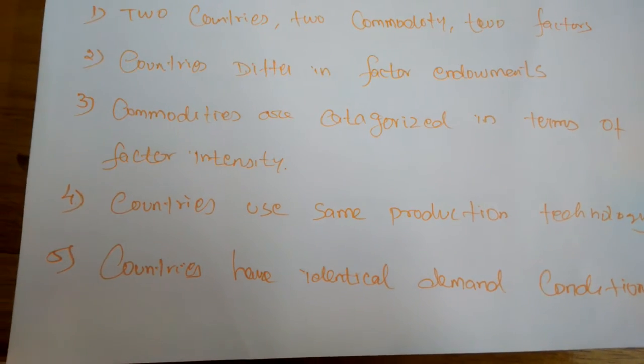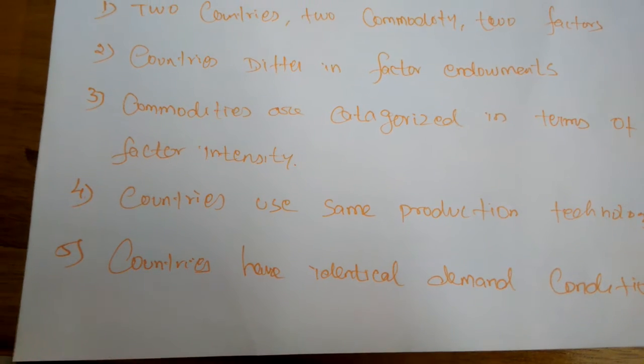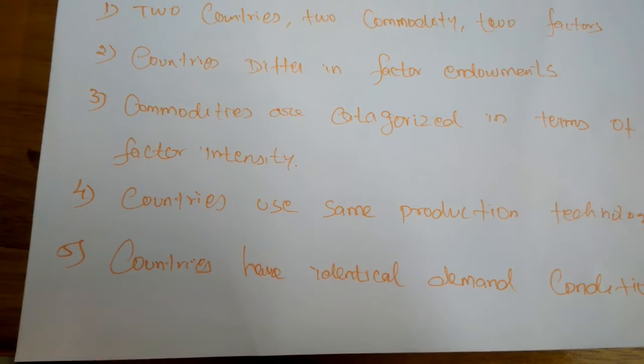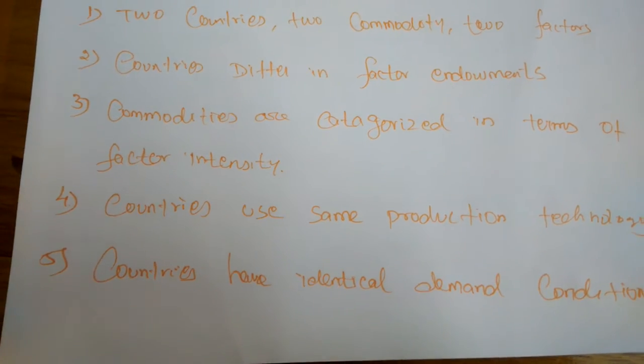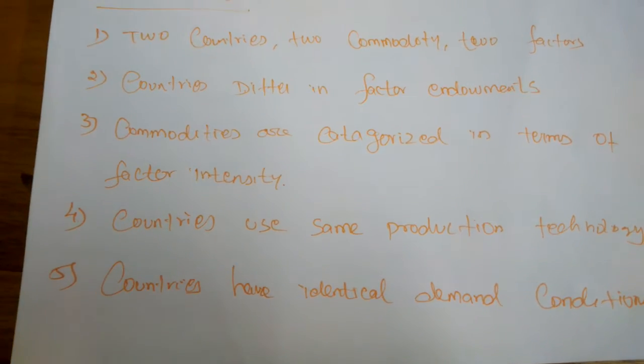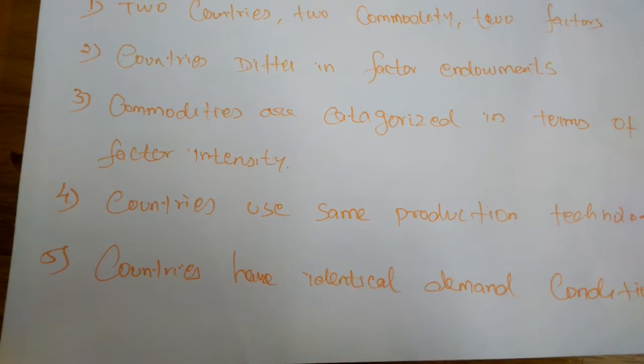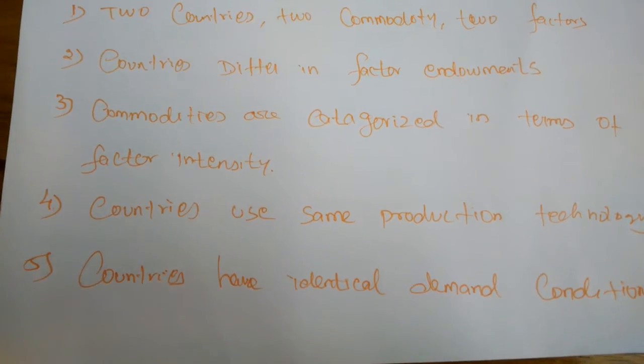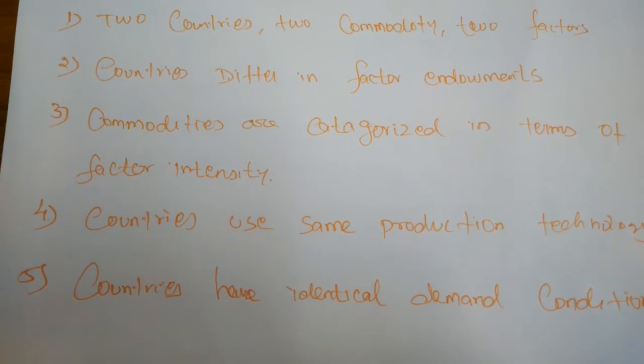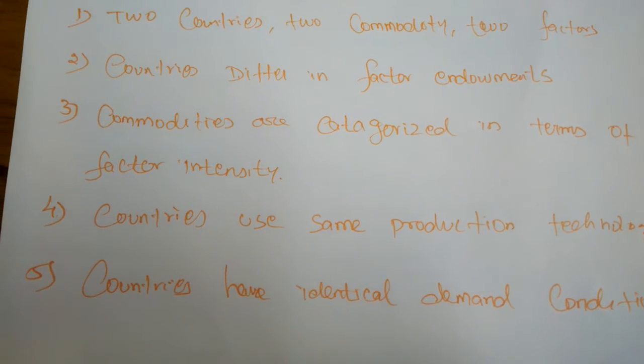Next, there is perfect competition in both product and factor markets in both countries. Perfect competition means the supply of commodities and the demand for commodities will be there, there are no government interventions, and both the buyers and sellers will come and go freely.